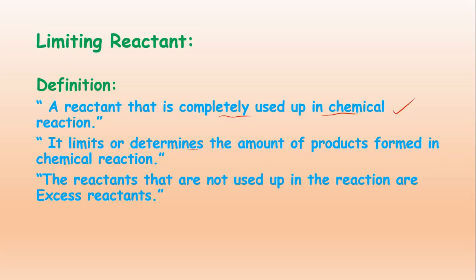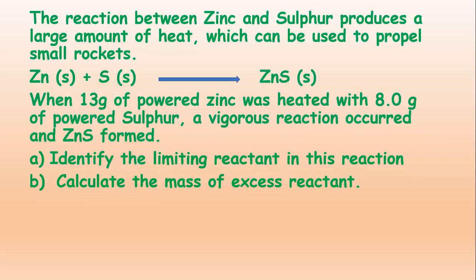Then the last: the reactants that are not used up in the chemical reaction, meaning they are remaining, are called the excess reactant. There are two types of reactant in a chemical reaction. When they react with one another, they form a product. One is the limiting reactant, which is completely consumed, and the second one, which is remaining, is called the excess reactant. Now we are moving directly towards the calculation.